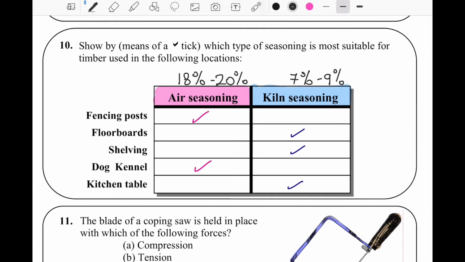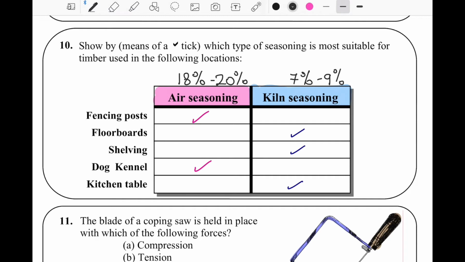Okay, so they're saying, right, if I season timber and it's very, very dry, where should I be using it? If I season timber and it is only kind of dry to the outside air, where should I be putting it? So basically, fencing posts to be used outside, they would be air seasoned. Floorboards are inside, kiln seasoned. Shelving, kiln seasoned as well, because they're inside. Dog kennel stays outside for the most part, for most people, so it's an air seasoned thing. And a kitchen table would be used inside, kiln seasoning.